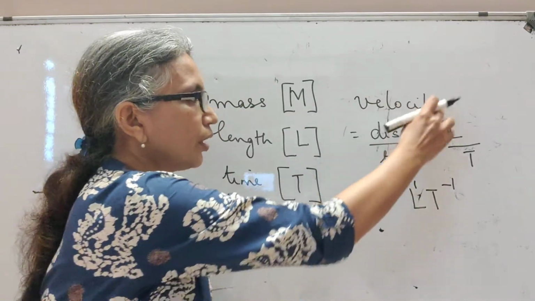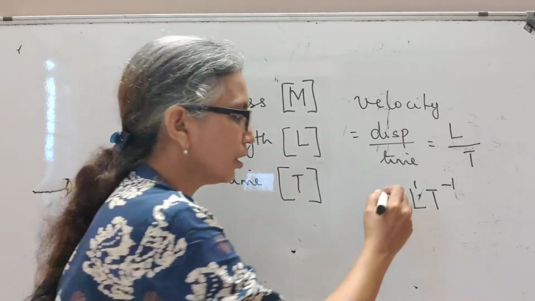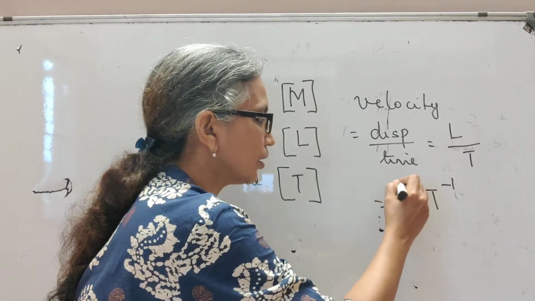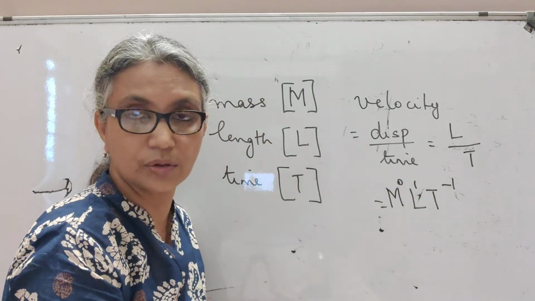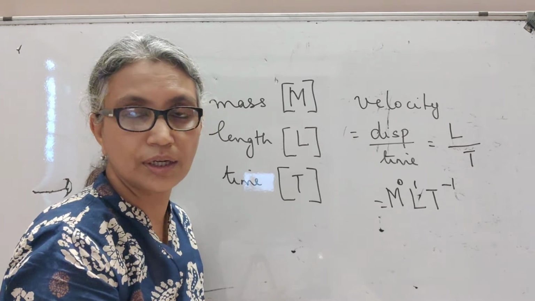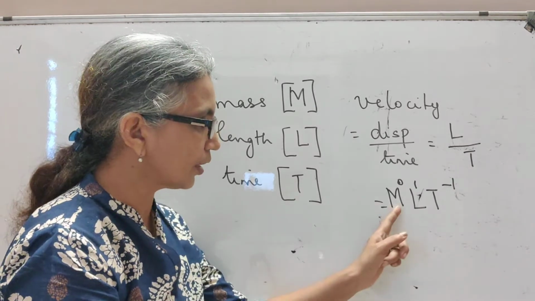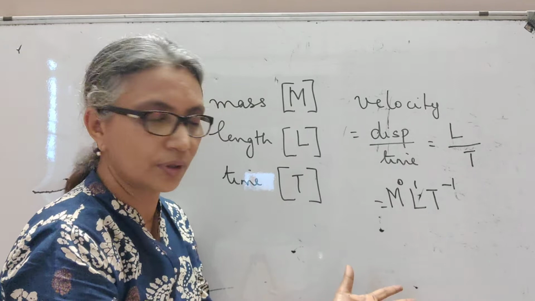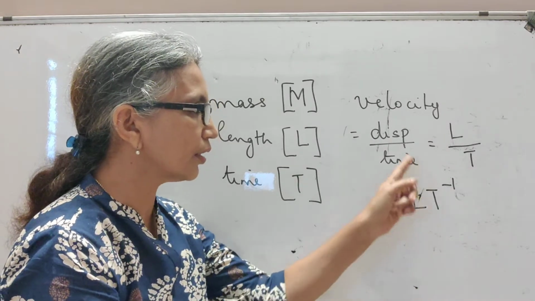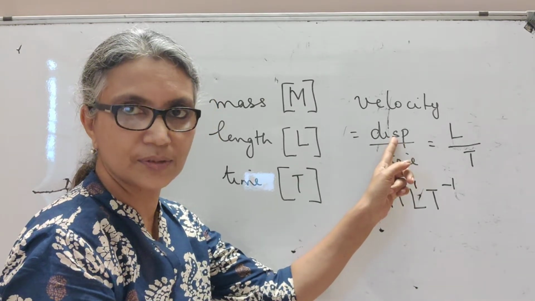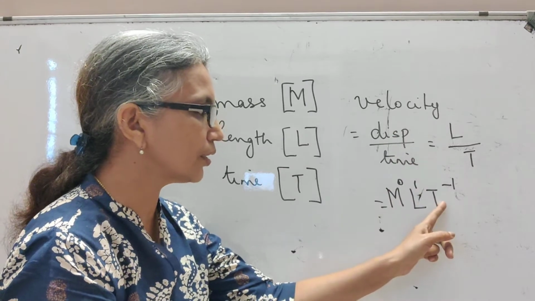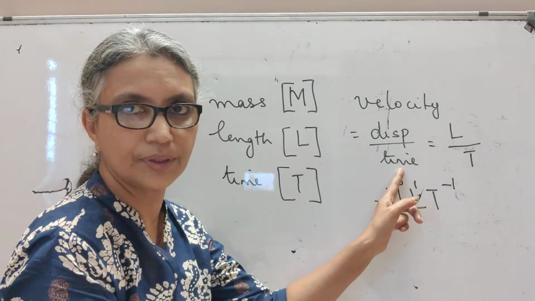But mass does not appear in the formula for velocity. So I may write mass raised to 0, M raised to 0, because anything raised to 0, I hope you know, is 1. So I may write M raised to 0, because this will anyway be 1. Then I have L raised to 1, which represents displacement in the numerator. T raised to minus 1 represents time in the denominator.